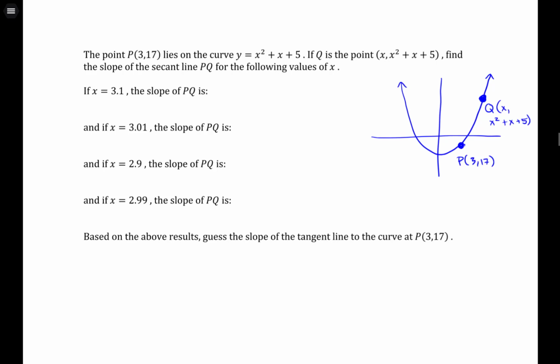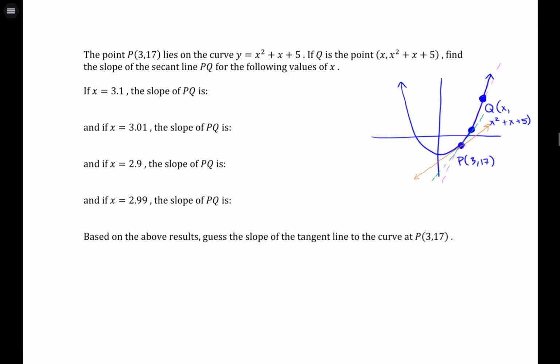So we get the slope of the secant line through PQ here, and then we bring the point closer and get the slope of the secant line through there. It gets closer and closer to the slope of the tangent line, which would be something like this. That's what we're trying to achieve here.